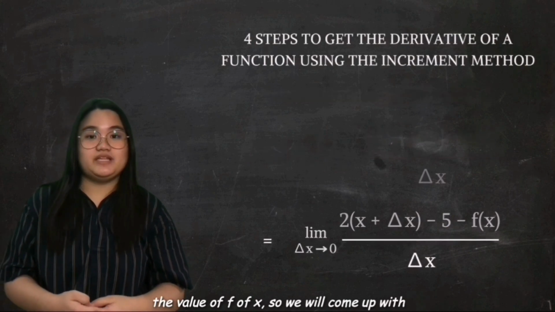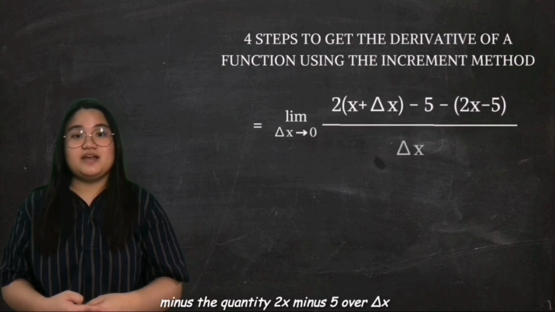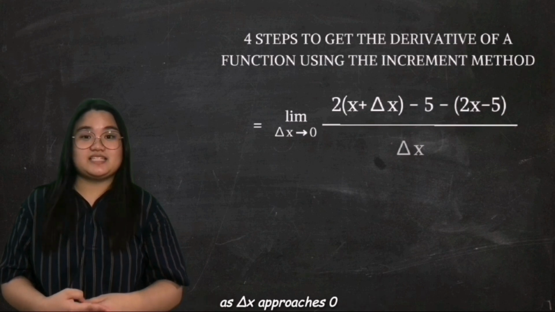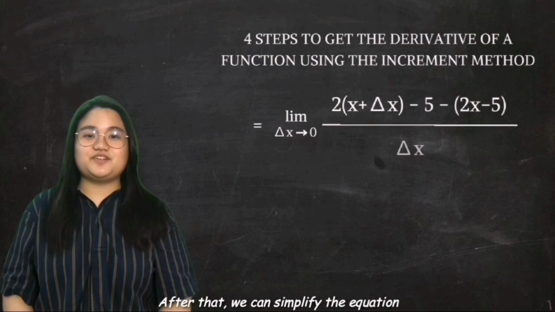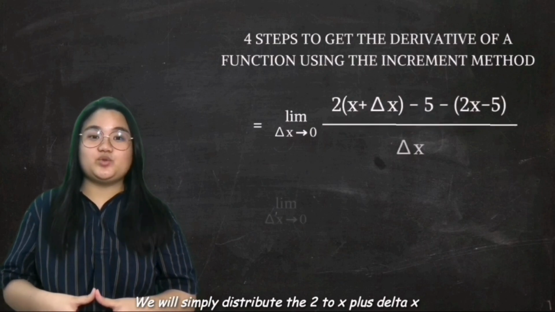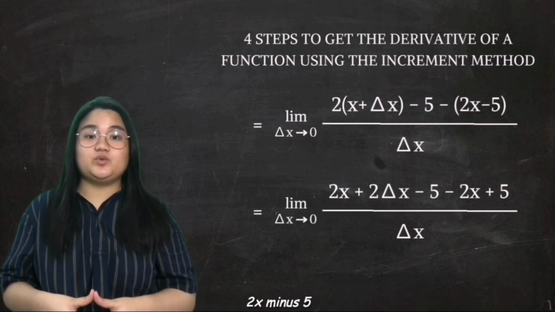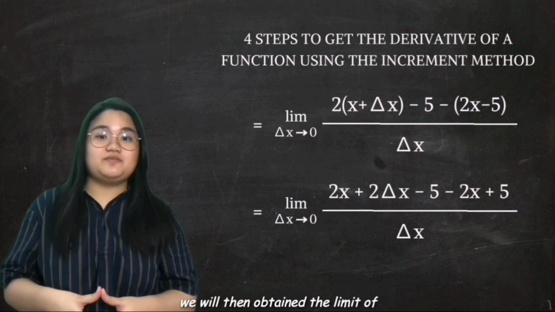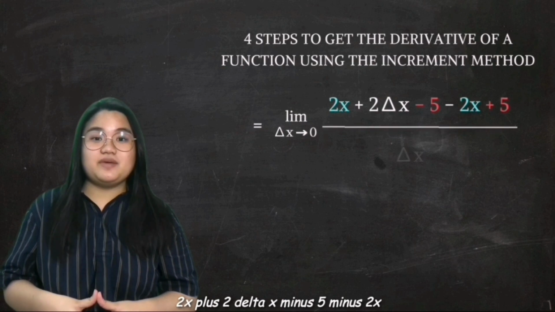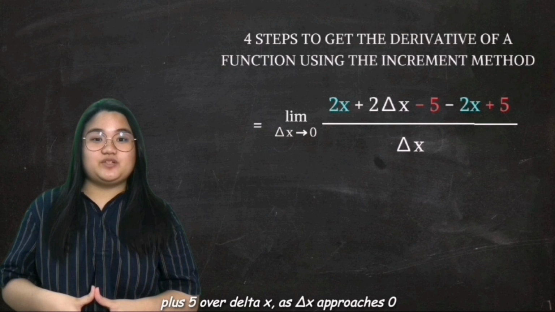So we will come up with the limit of 2 quantity x plus delta x minus 5 minus quantity 2x minus 5 over delta x as delta x approaches 0. After that, we can simplify the equation. We will simply distribute 2 to x plus delta x and the negative sign, or negative 1, to 2x minus 5. We will then obtain the limit of 2x plus 2 delta x minus 5 minus 2x plus 5 over delta x as delta x approaches 0.